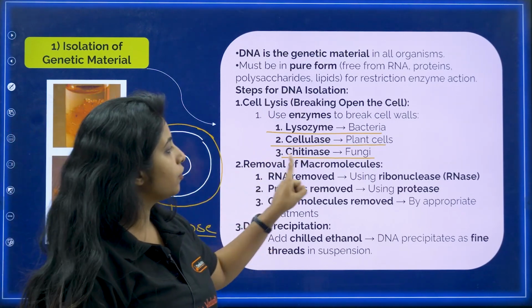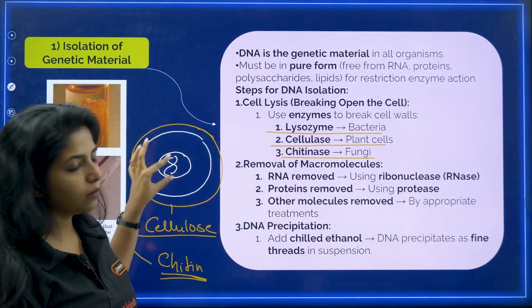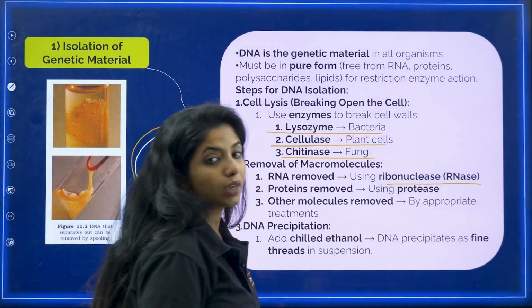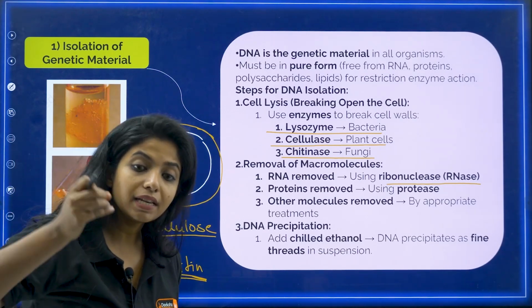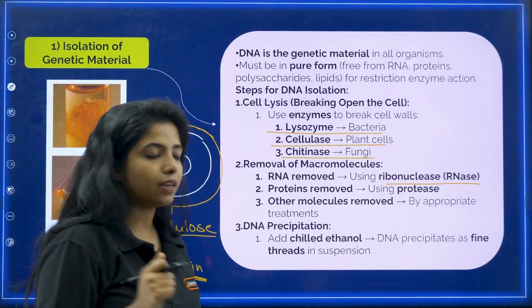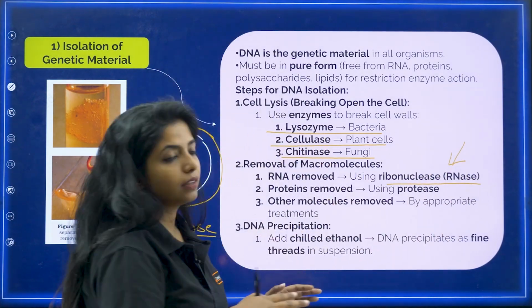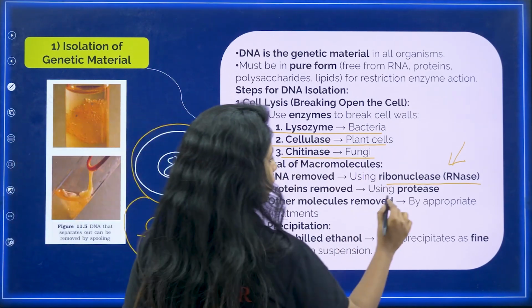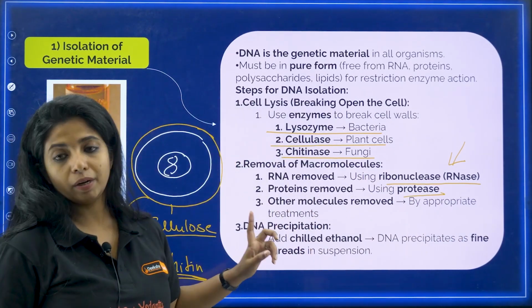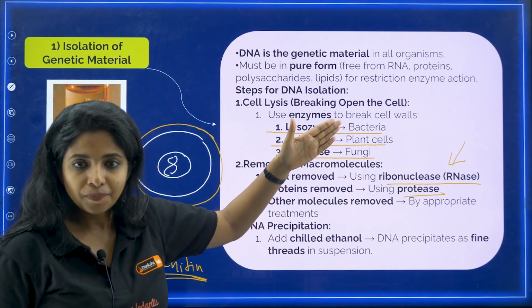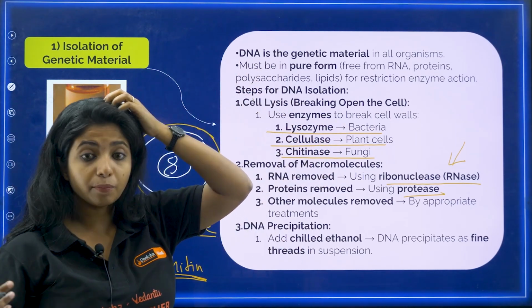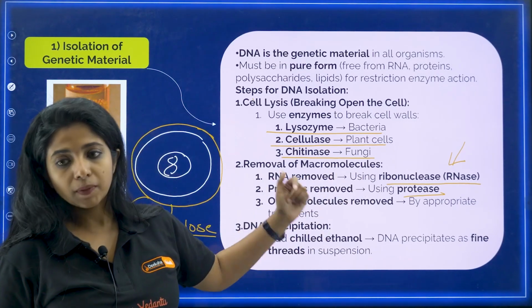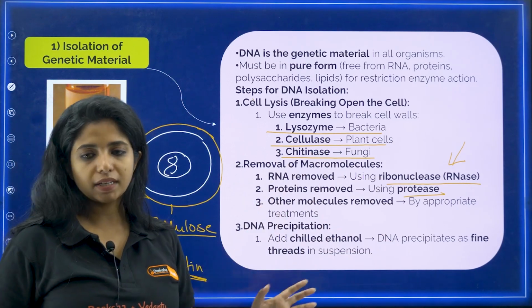Now, removal of macromolecules such as RNA. Suppose you have got the material in, now you will be having RNA and everything. How can you remove RNA? You can remove it by using ribonuclease, or RNase. RNase will be cutting the RNA, so ribonuclease can be used for cleaving the RNA. Proteins can be removed by using protease, which breaks down the proteins. Other molecules are removed by appropriate treatments. For example, lipids are broken down by lipase, and polysaccharides can be broken down by amylase and things like that. So RNase for RNA, protease for proteins, lipase for lipids and so on.